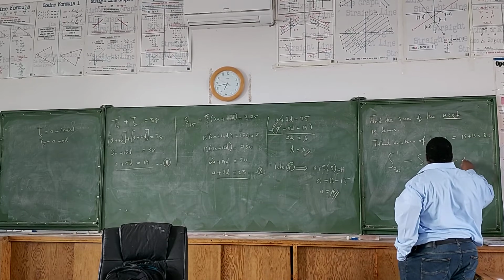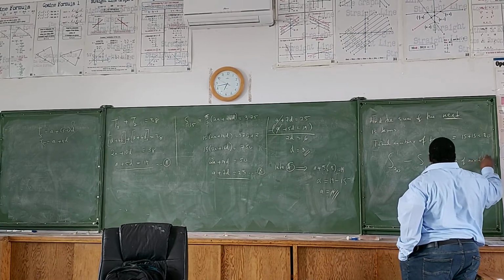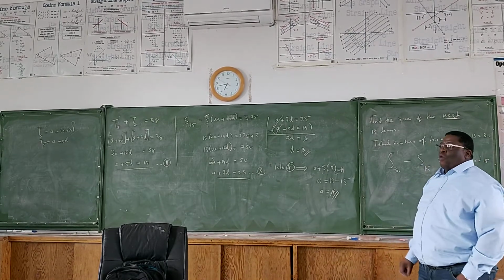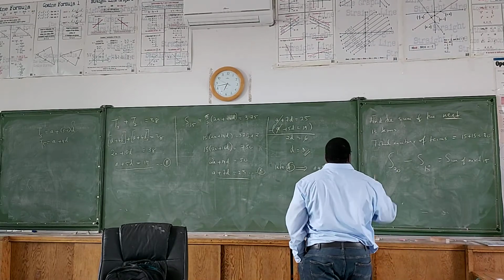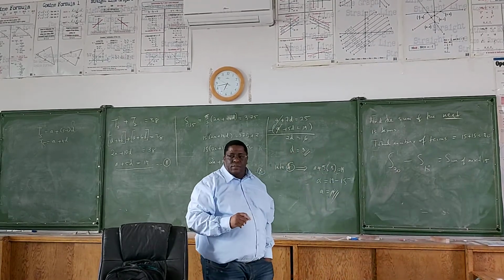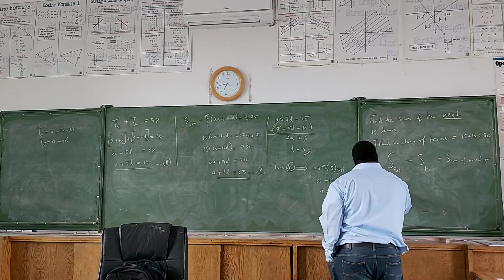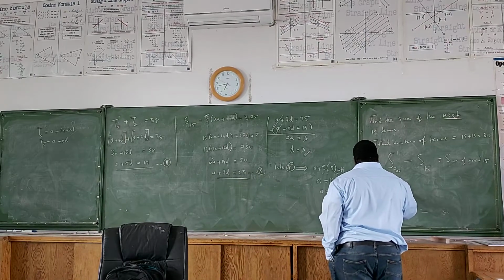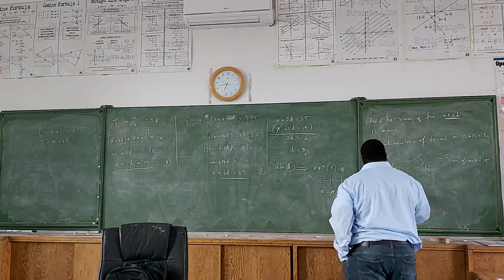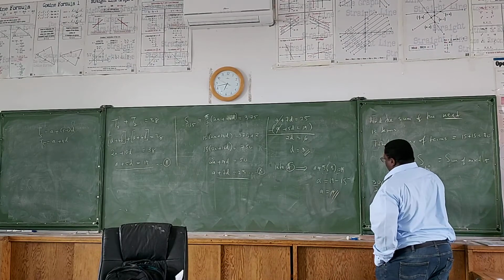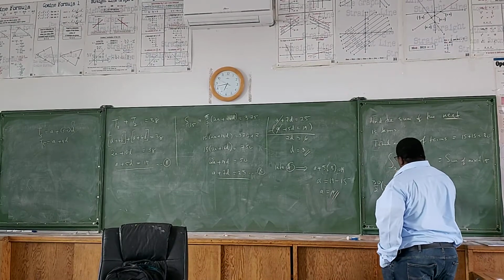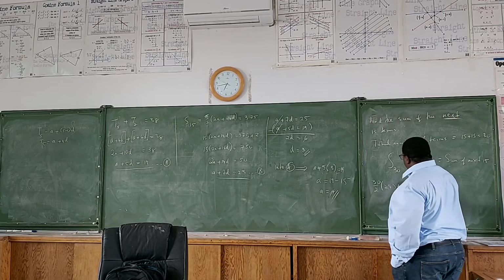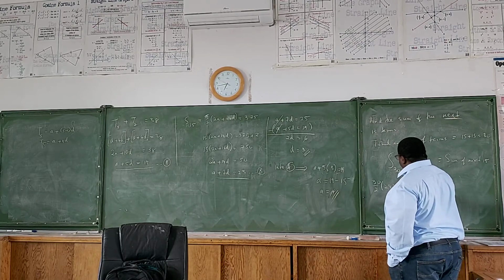So let's find the sum. Just substitute. We know A, we know D. So substitute: 30 over 2 times 2 times A plus... What is A? 4. And 29 D. D is 14. 29 times.